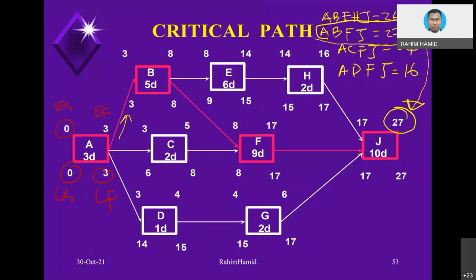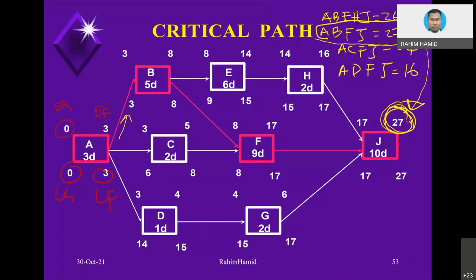Automatically, it will influence the project completion date. Our project can be completed in a minimum of 27 days. Our project can also be completed in 28 days, 29, 30, 100 days, it doesn't matter. But basically, we want to know the minimum, which is 27 days.